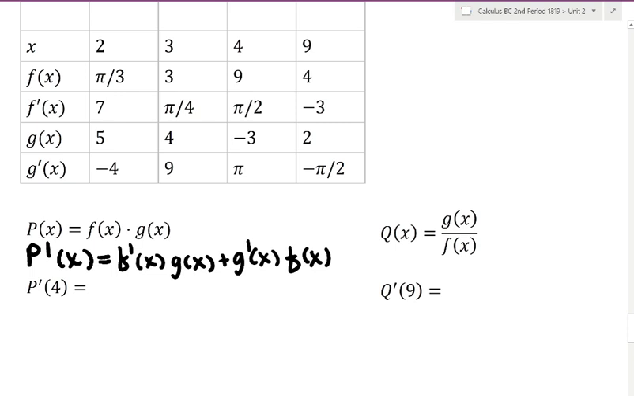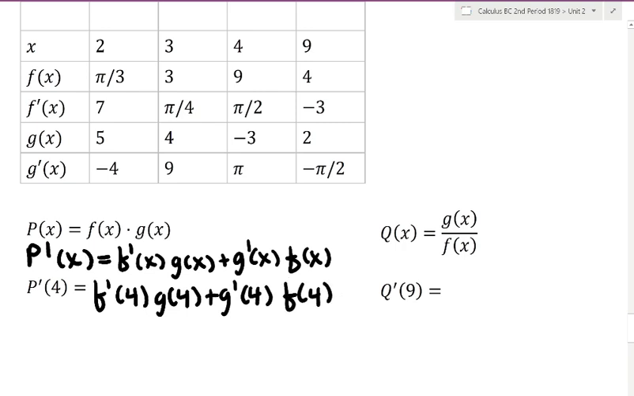So p prime of 4 is going to be f prime of 4 g of 4 plus g prime of 4 f of 4. And now we're just going to go and get all of these data points from the table. Okay, f prime of 4 is pi over 2. g of 4 is negative 3. g prime of 4 is pi. And f of 4 is 9.